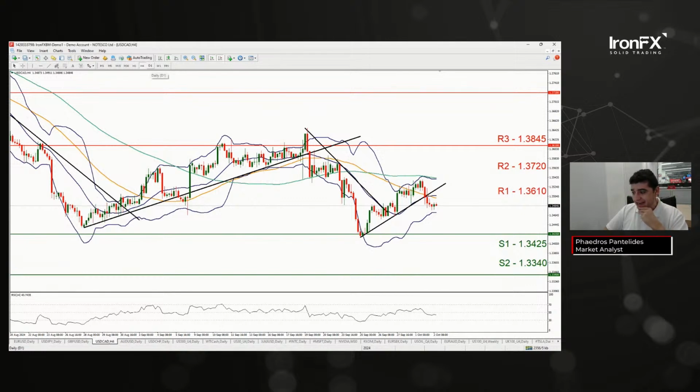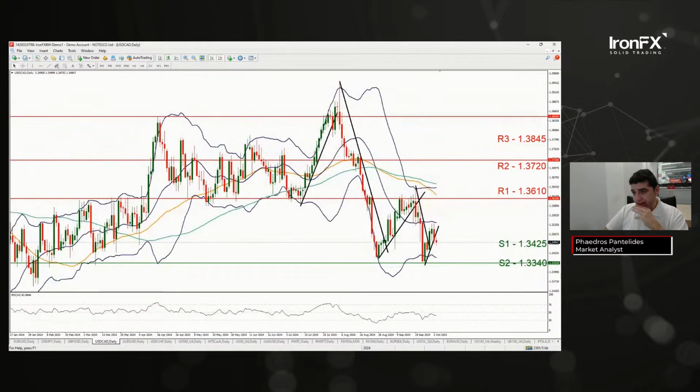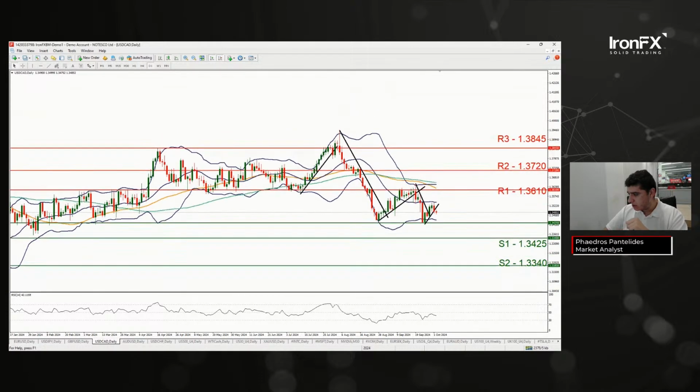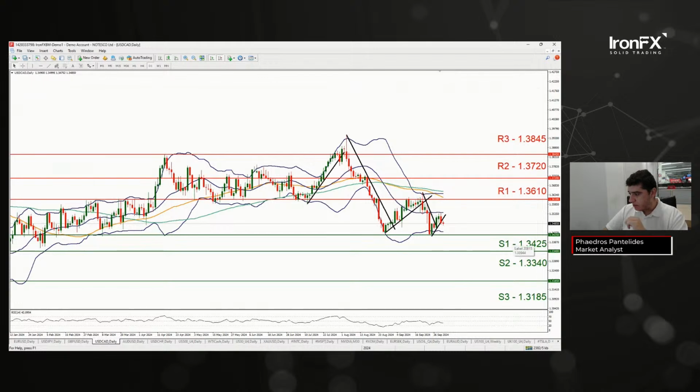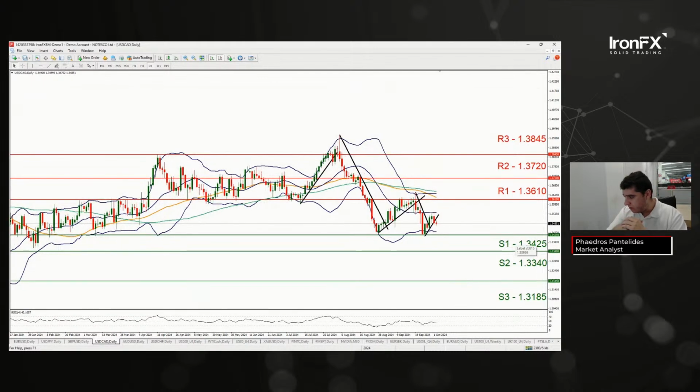Now, I wouldn't be exactly bearish on a daily chart, but from a 4-hour perspective, I would be. And actually, this could be a lower high. So we had a lower low, lower high. We are bearish for the particular pair, so I stand corrected. But it needs to break below S1 at 1.3425. We're keeping our R1 at 1.3610.